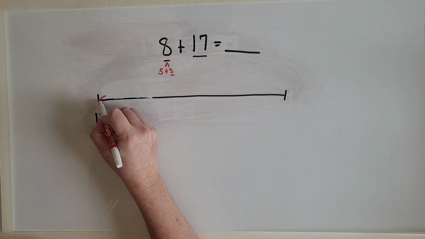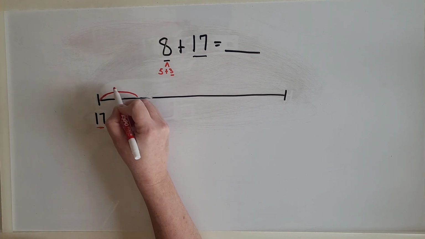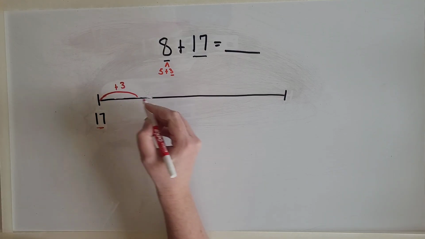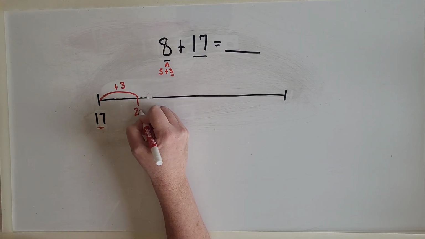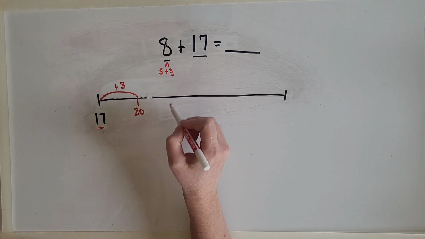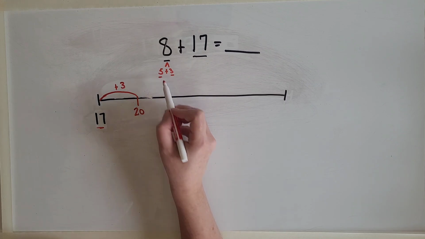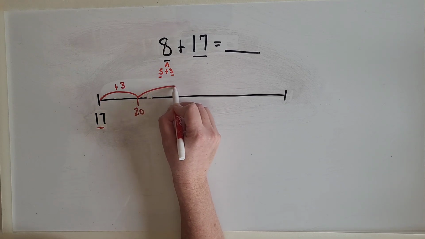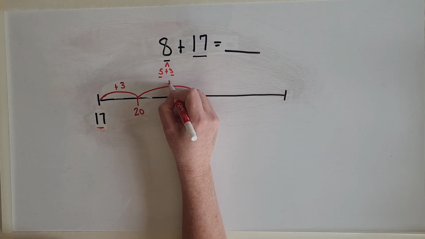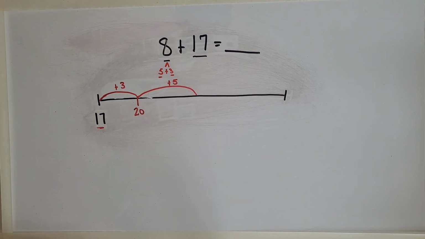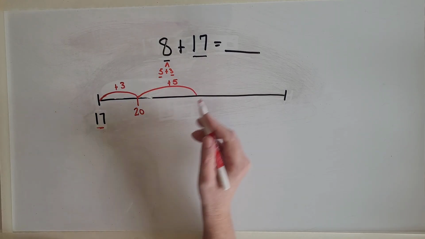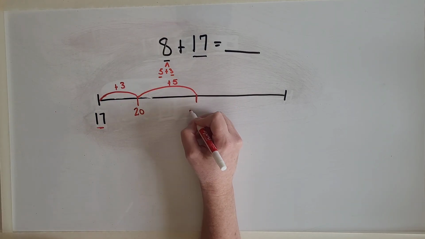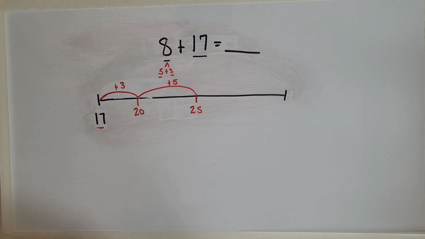17 plus 3, if they know their 20s facts, then they'll know 17 plus 3 makes 20. And there's their hop of 3. Now we have 1 hop of 5. And adding 20 to 5 is very easy. One thing about the number line is we want our hops to show relative magnitude. So a hop of 5 should look larger than a hop of 3. And 20 plus 5 is 25.